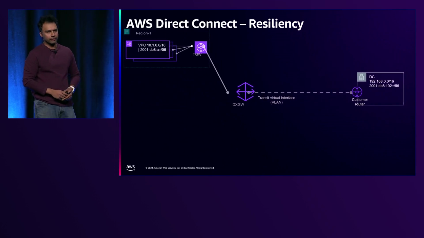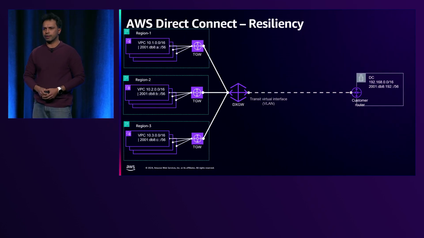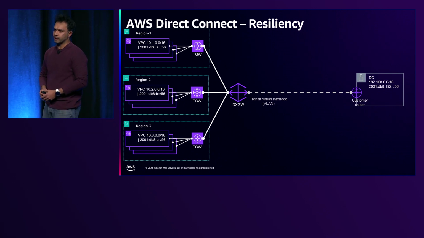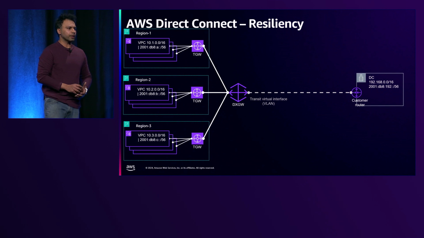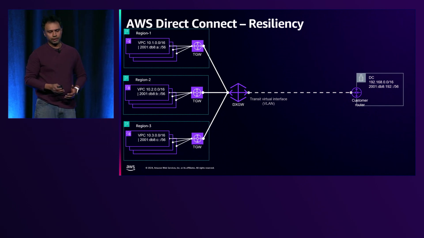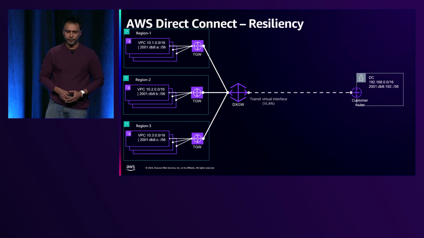Let's start associating the Direct Connect gateway with multiple transit gateways, and behind each transit gateway, you have your VPCs connected into it. When it comes to the resiliency, it's critical to understand what happens under the hood, under that dotted line. So let's start demystifying that.